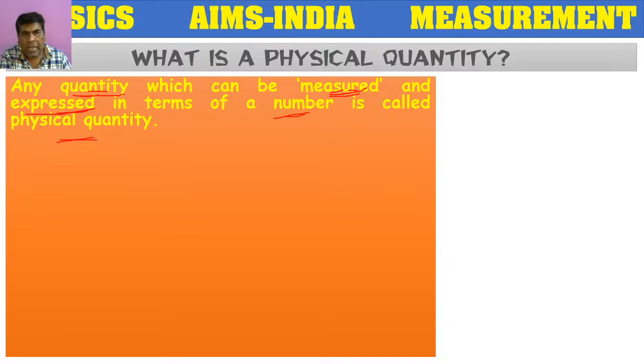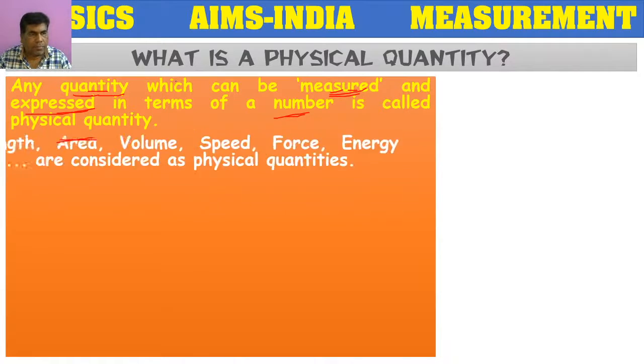First, for measuring a quantity, we have to take a measuring device. With that measuring device, we will measure that quantity and we will express our answer as a number. Such kinds of quantities are considered as physical quantities.